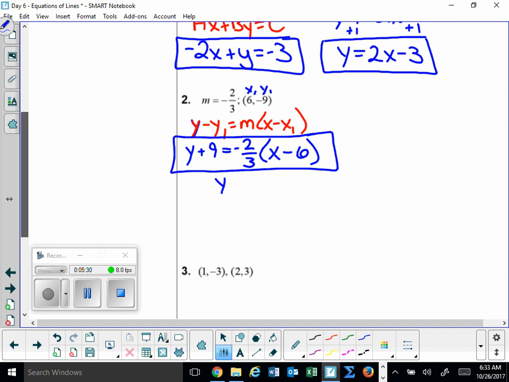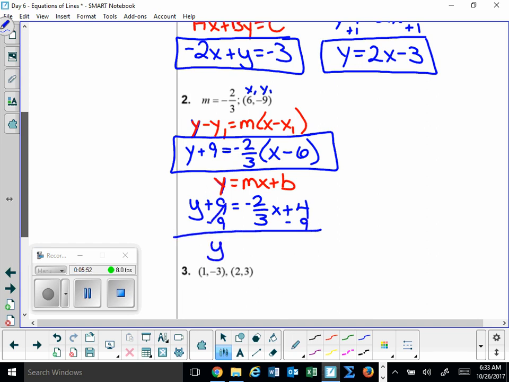Slope-intercept form requires me to distribute. Let's see, negative 2 times negative 6 is positive 12, divided by 3 is 4, and then subtract the 9 from both sides. And I'm done with that one.